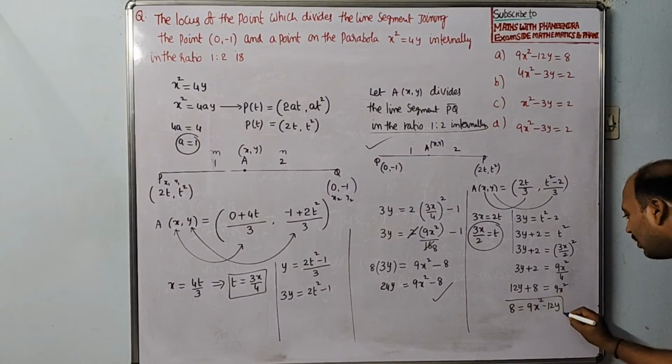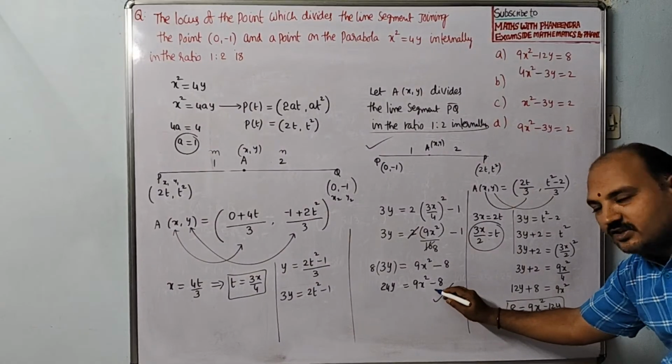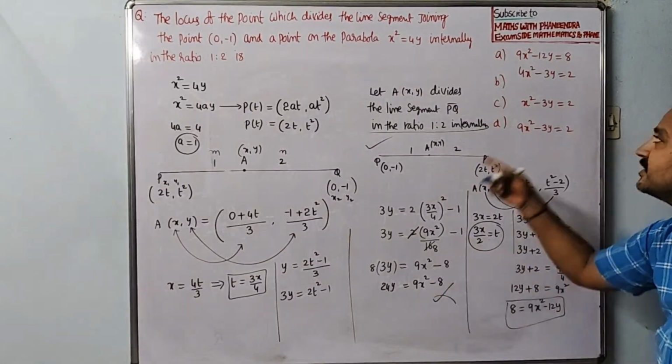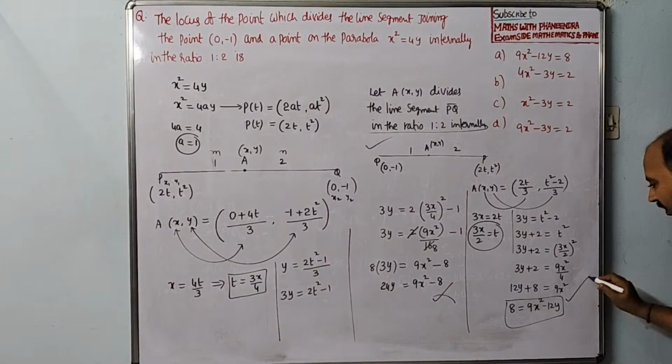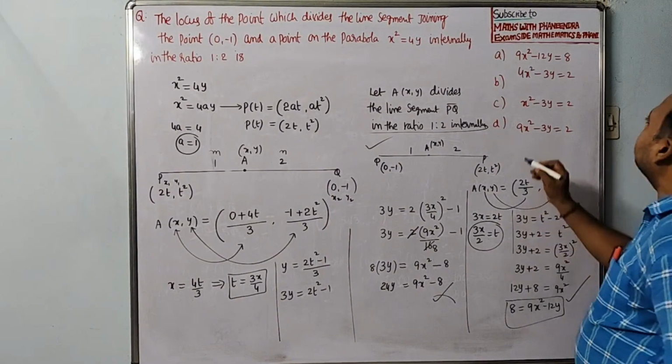So this option is not there, dear students. Even the earlier one is also a correct answer, but we didn't have that option. But this option is there: 9x square minus 12y equal to 8 is there.